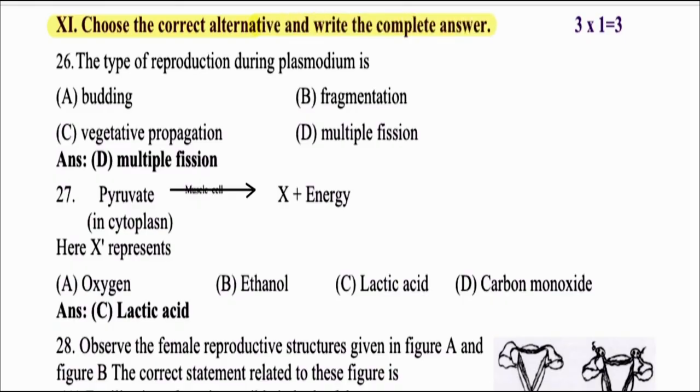Question number 26. The type of reproduction in Plasmodium is option A, budding, option B, fragmentation, option C, vegetative propagation, and option D, multiple fission. The correct answer is option D, multiple fission.